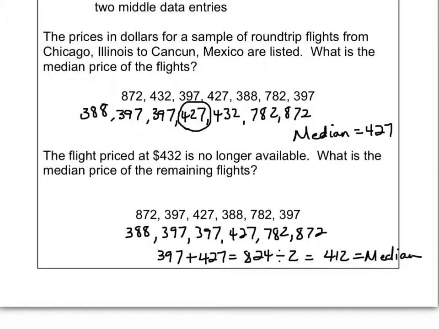Okay, so that's an example if you have an even number of numbers. When you take the two numbers that are in the middle, these two numbers here, I've got to average these two numbers out. Okay, so that covers the median.